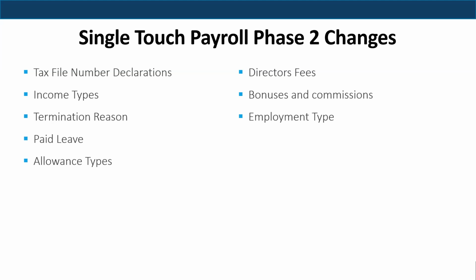And finally, employment type. So the employee's basis of employment now needs to be shared with the ATO via Single Touch Payroll. So it will be separated into your full-time, part-time, casual, labour hire or non-employees. And at the conclusion of today's session, I will provide you with a helpful fact sheet that details each of those categories of changes that we just spoke about, because there are quite a few and there are some more details that you might want to look into.